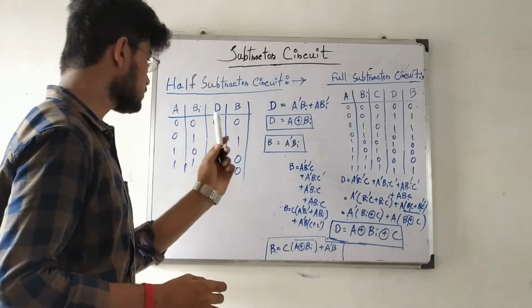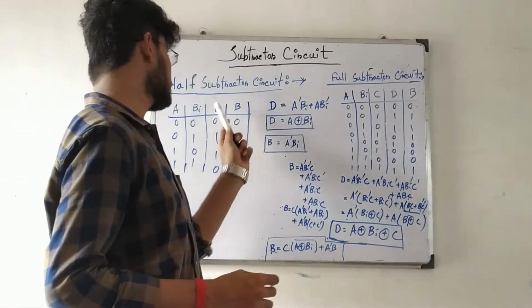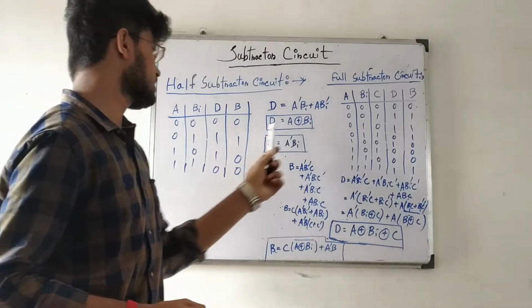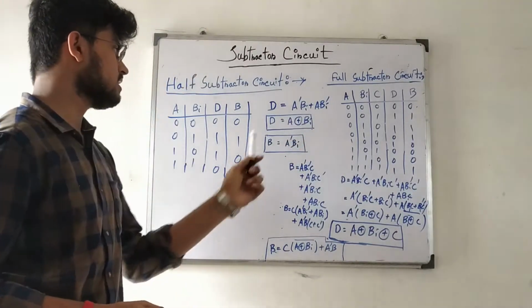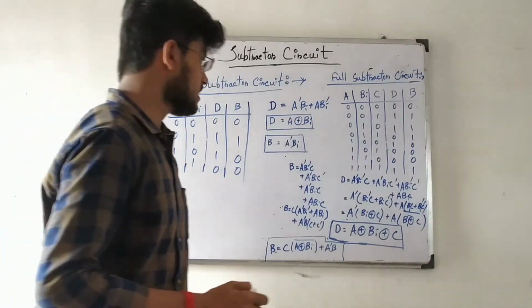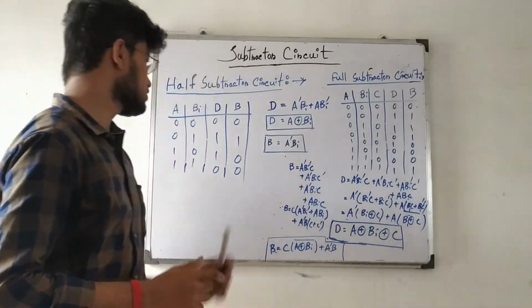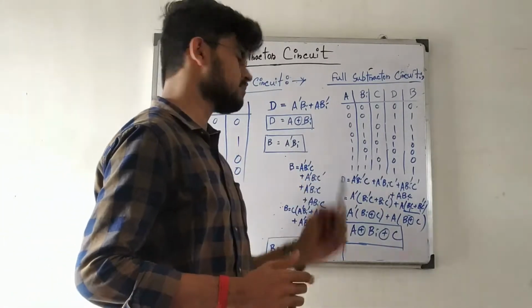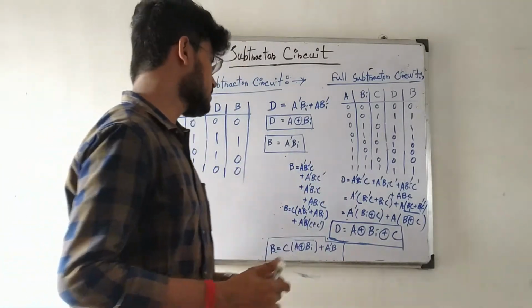So what will be the expressions for the half subtractor circuit? This is D. So D is equal, you can see from here that this is A bar B and this is A B bar. So this is nothing but A XOR B. So D is equal to A XOR B. So this is the expression for difference. So what will be the expression for borrow? Here we can see Bo is equal to A bar B. So this is the expression for borrow.